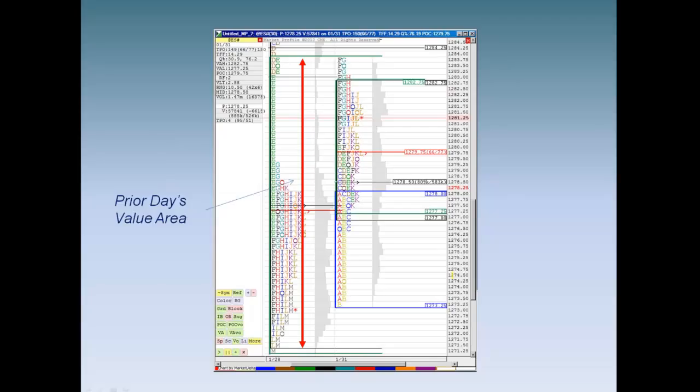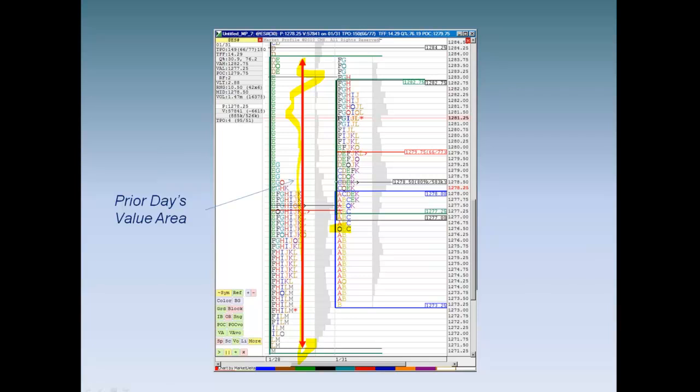And let's take a look at how it actually manifests on the chart. We have 2 days lined up right next to one another. The red line shows us the value area for the prior day, and the day next to it opens right here, as you can see, right within the value area. And as a matter of fact, it is a little bit lower than the POC.